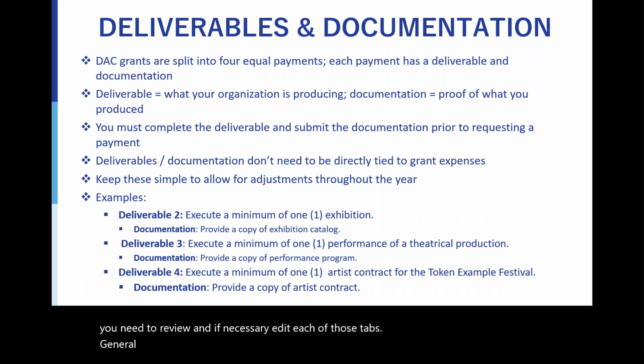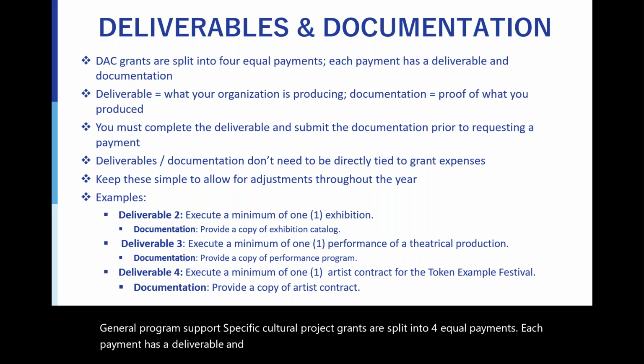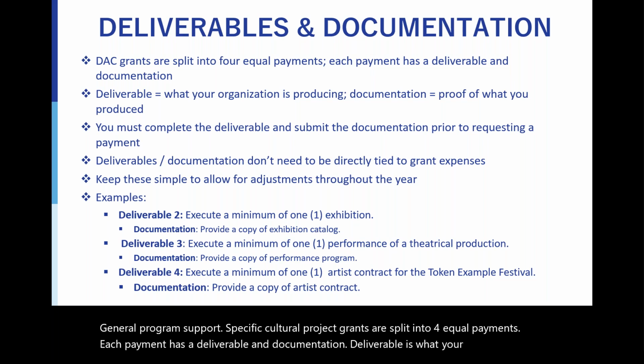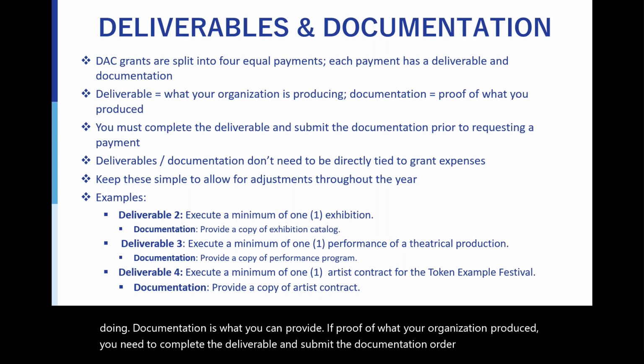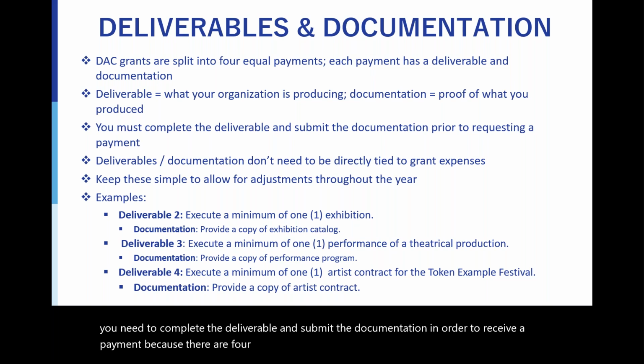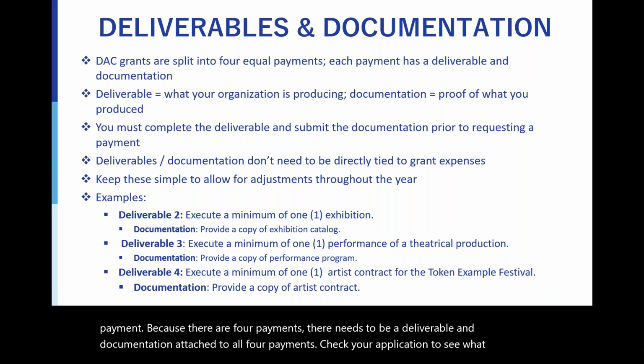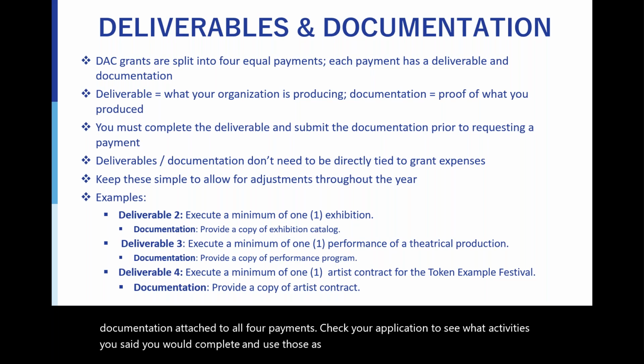General program support and specific cultural project grants are split into 4 equal payments. Each payment has a deliverable and documentation. A deliverable is what your organization is doing. Documentation is what you can provide as proof of what your organization produced. You need to complete the deliverable and submit the documentation in order to receive a payment. Because there are 4 payments, there needs to be a deliverable and documentation attached to all 4 payments. Check your application to see what activities you said you would complete and use those as deliverables.